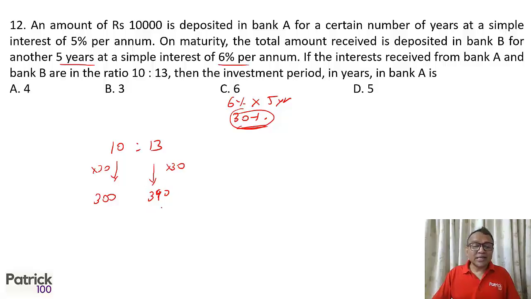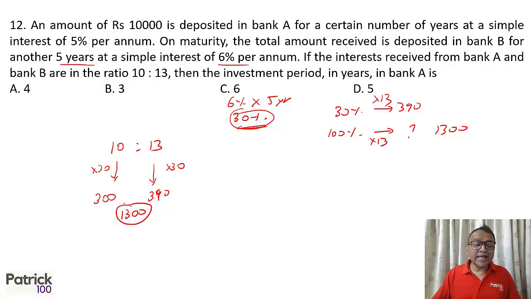If 390 is the interest, which is 30%, I mean 30% stands for 390, then the principal, 100%, will stand for how much? If you look at it, this is 13 times, so this also will be 13 times. So the principal will be 1300. So here 1300 is the principal.